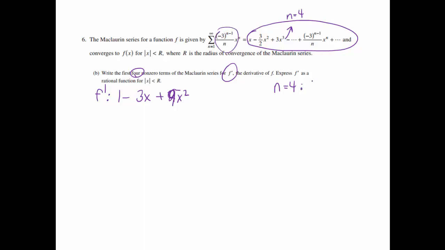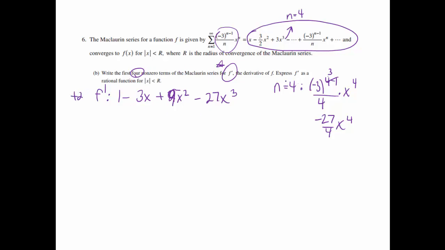So when n equals 4, we're going to get negative 3 to the 4 minus 1 over 4 times x to the 4. So this will be 3. Negative 3 to the 3rd power is negative 27 over 4x to the 4th. So since that's the 4th term, if I take the derivative of that 4th term, I'm going to get negative 27x cubed. So I found those first 4 terms right there. That was worth 2 points.